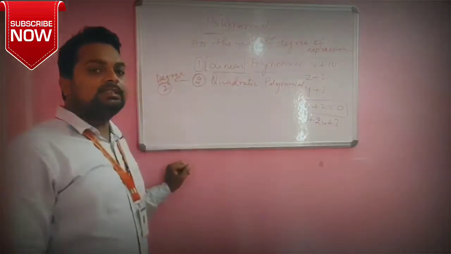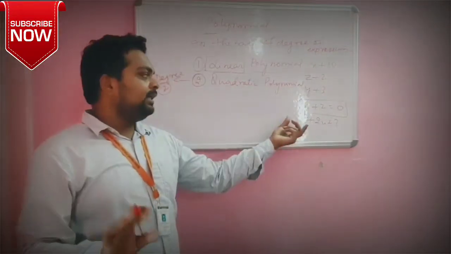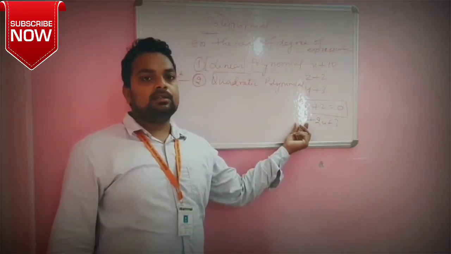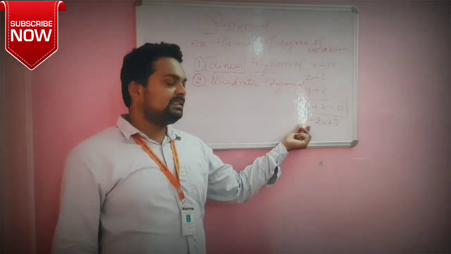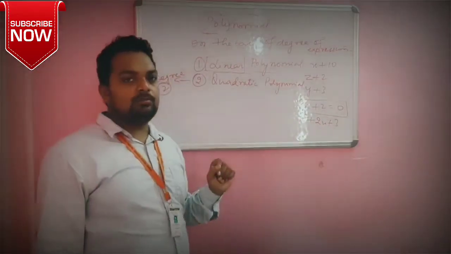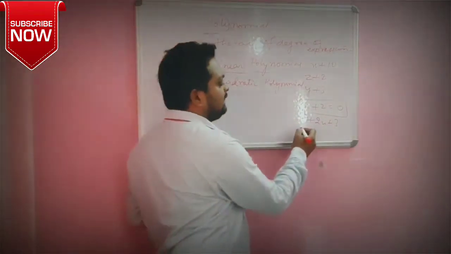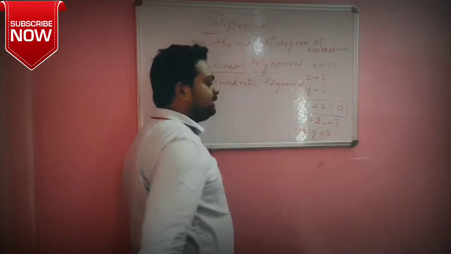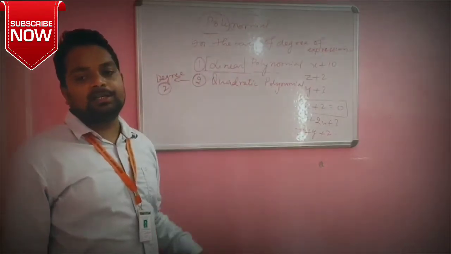So here you can see that x square plus 2x plus 3 is a degree 2 polynomial, meaning this has a degree 2, that's why it can be referred to as the quadratic polynomial. You can use different variables, like z square plus y plus 2, then it is also an example of a quadratic polynomial.